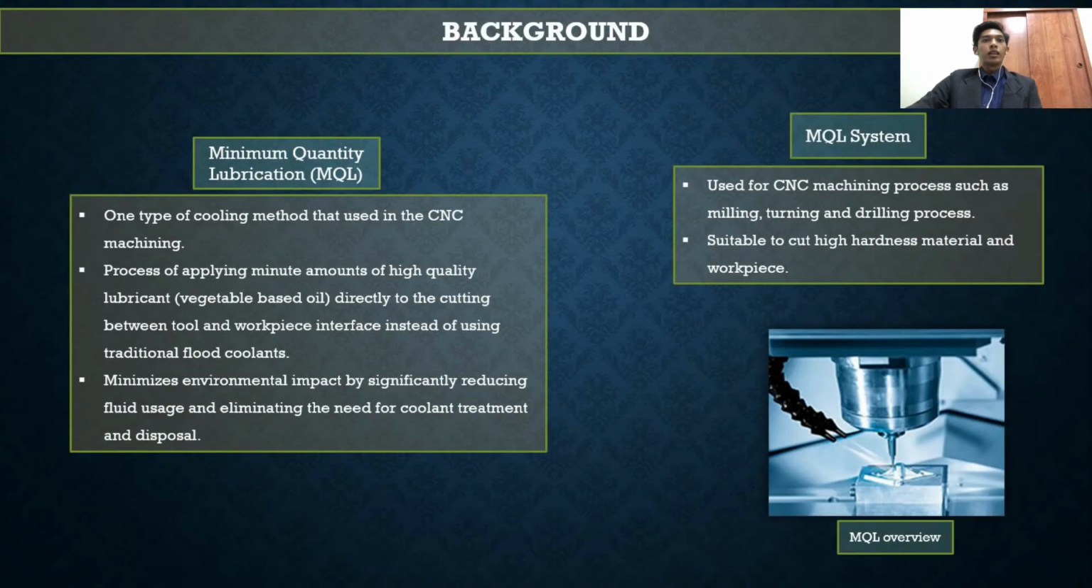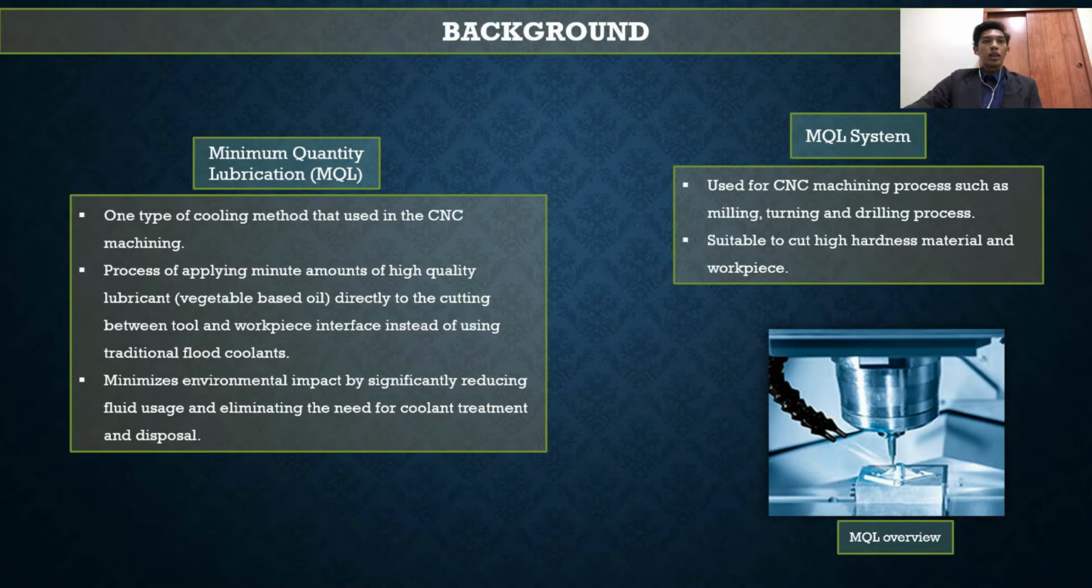Move to next slide. This slide is about the background of MQL. What is MQL? MQL is one type of cooling method used in CNC machining. MQL is the process of applying a minute amount of high quality lubricant, vegetable based oil, directly to the cutting interface between tool and workpiece instead of using traditional flood coolant. Next, the MQL system is used for CNC machining processes such as milling, turning, drilling, and is suitable to cut high hardness material and workpiece. So we move to next slide.